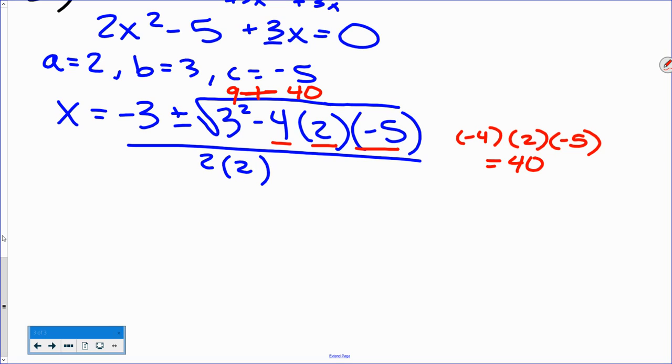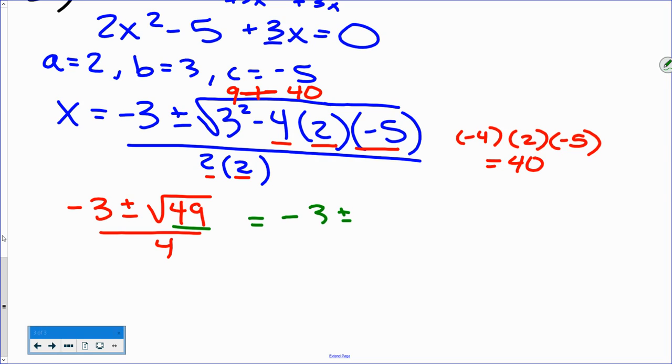All right, so I should take 9 plus 40. So negative 3 plus or minus the square root of 49, and then 2 times 2 would give me my 4. All right, so you will want to double check some things. Hopefully you're familiar with your perfect squares from a little bit of our practice from last Friday. But 49 is a perfect square, so if you get a perfect square, we are not going to leave it there. All right, we're going to take the square root of 49, and I would get 7 over 4.